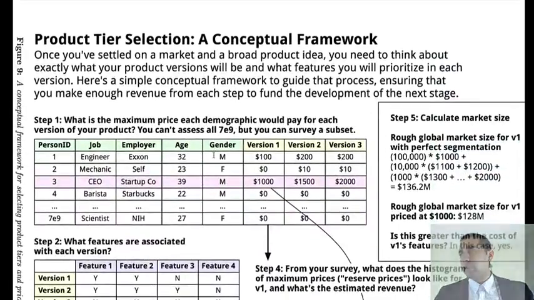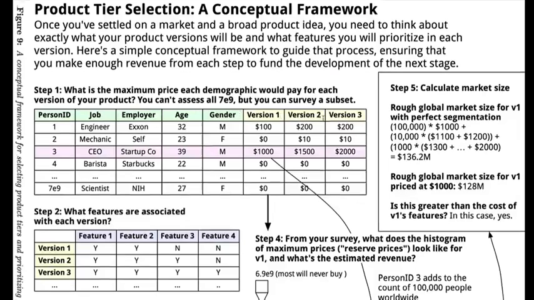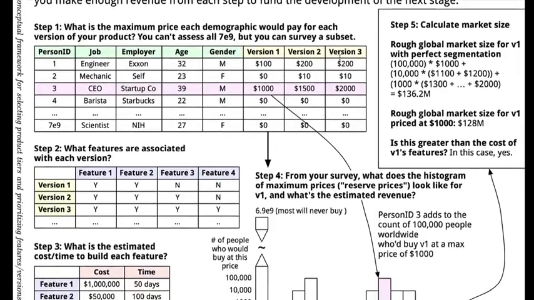Basically, if we look at this graphic over here, you can imagine that the ultimate market research is a survey of every single person on Earth, all 7 billion people. And you get some metadata on them, like their job, employer, age, gender, other kinds of variables. And then you ask them how much they would pay maximum for each version of your product, right? So for example, over here, this mechanic will pay $0 for version 1, $10 for version 2, and $10 for version 3. Whereas this CEO over here wants your product so much, they'd pay up to $1,000 for version 1 and $1,500 for version 2 and $2,000 for version 3.